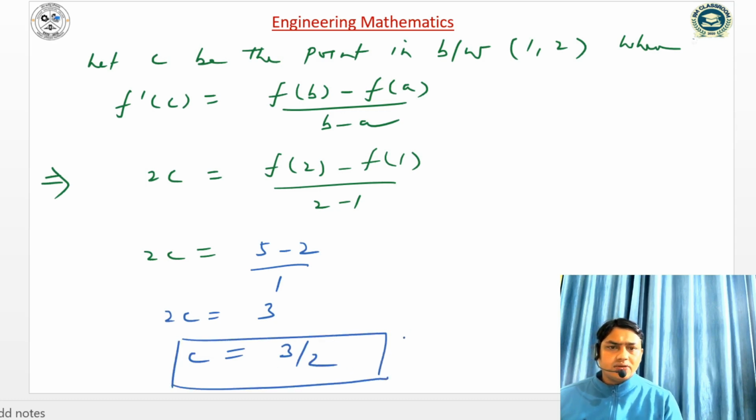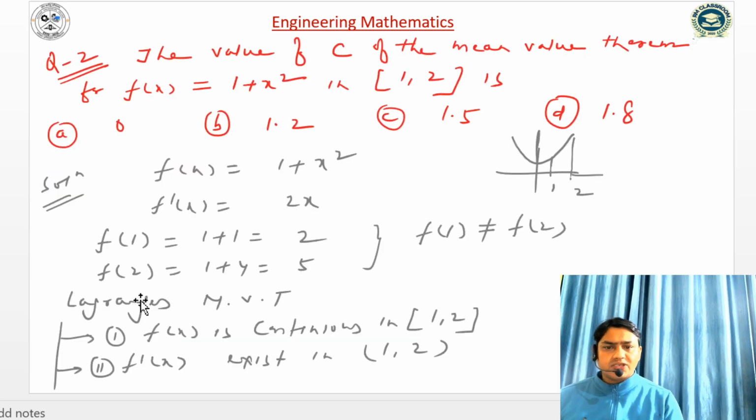And this c lies between 1 and 2. We can check. This is 1.5. So it will lie between 1 and 2. So it is okay. So if I see the option, so it will be 1.5.